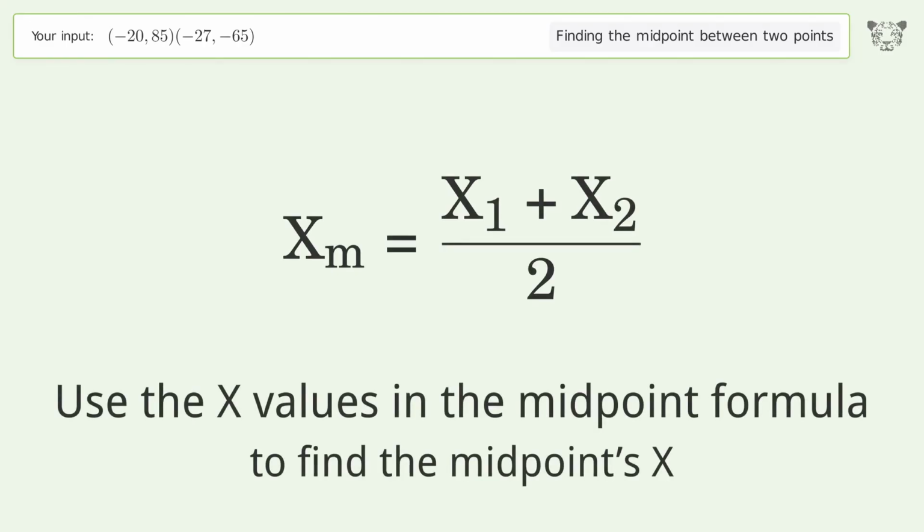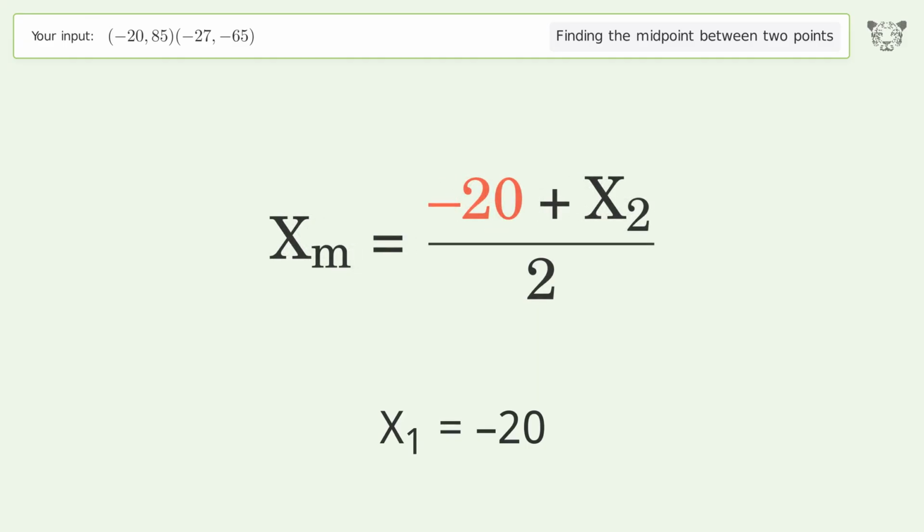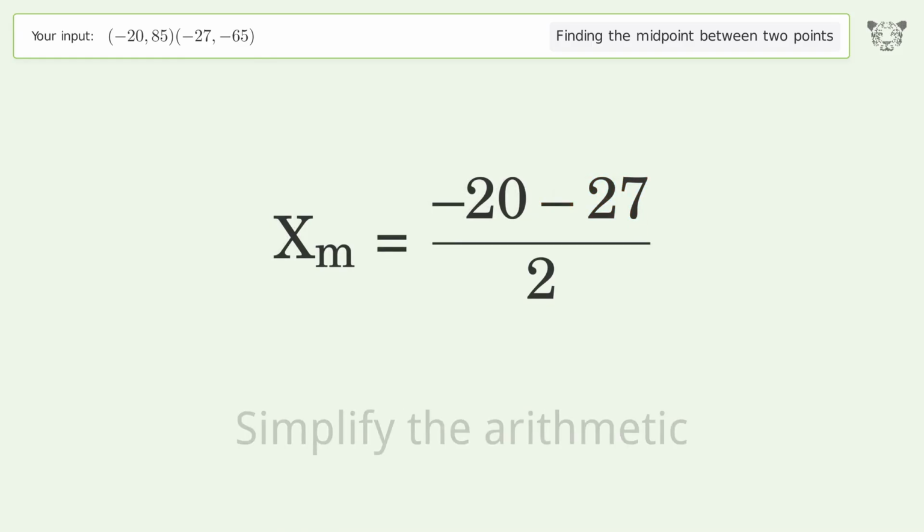Use the x values in the midpoint formula to find the midpoint's x. x1 equals negative 20. x2 equals negative 27. Simplify the arithmetic.